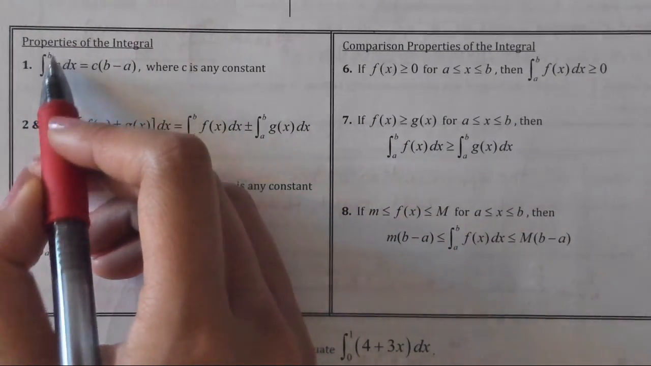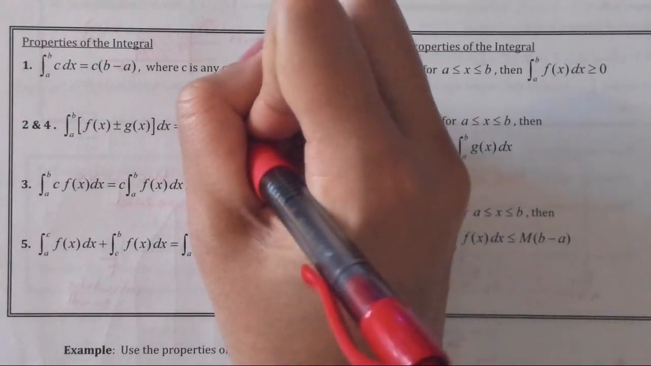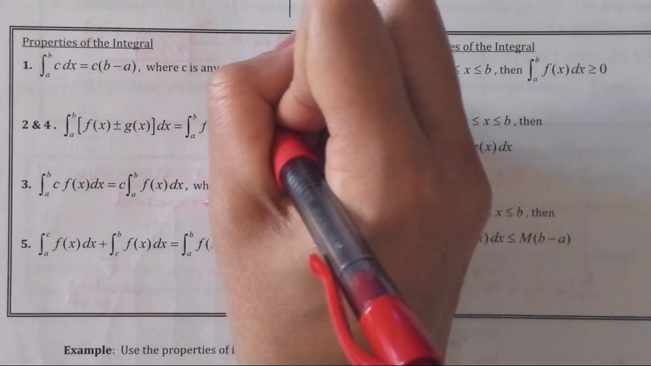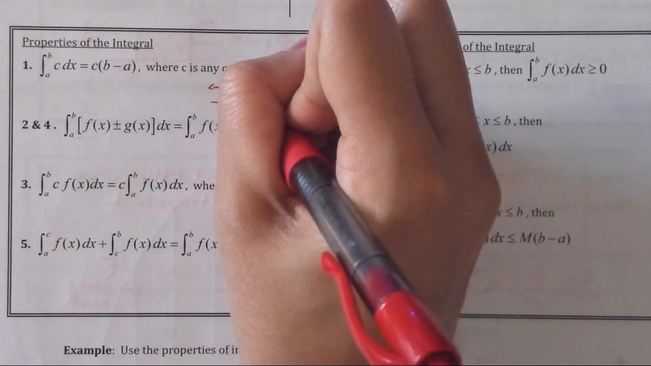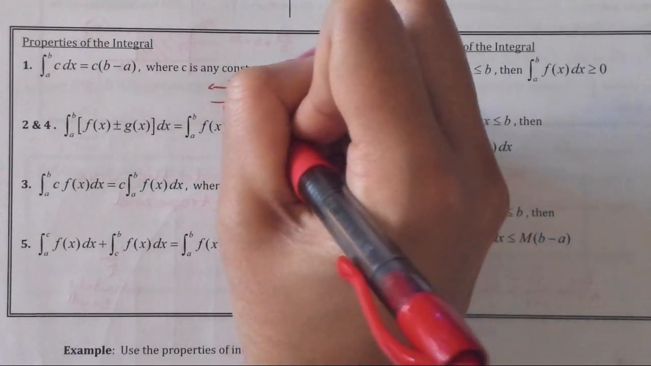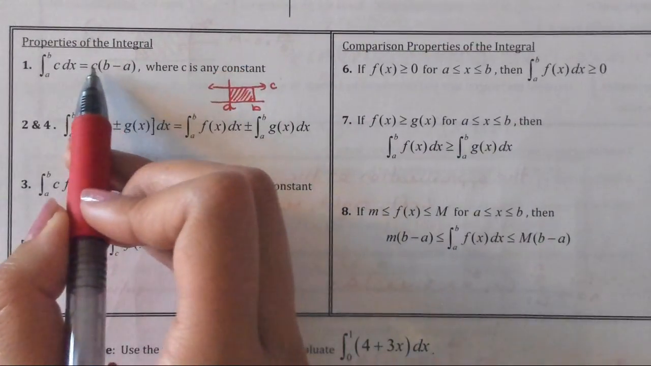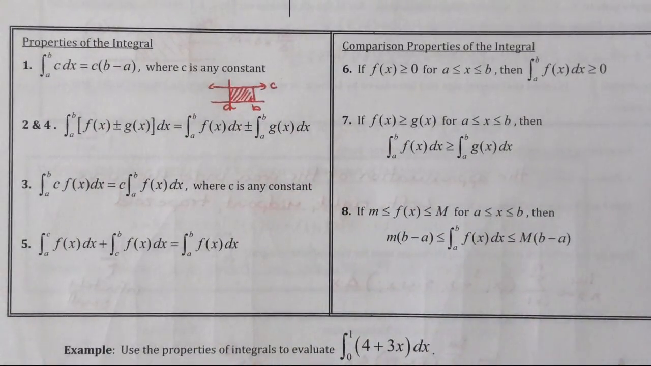Now, there are certain properties of the integral that you should know. When you integrate from a to b of a constant, think of a constant as just a straight line. So if you integrate from a to b of some constant c, all you need to do is find the area of that rectangle from A to B. So it's just c, the height, times b minus a.